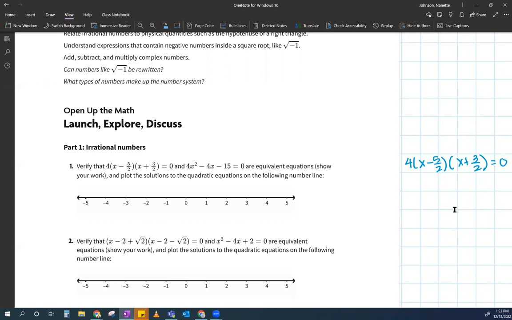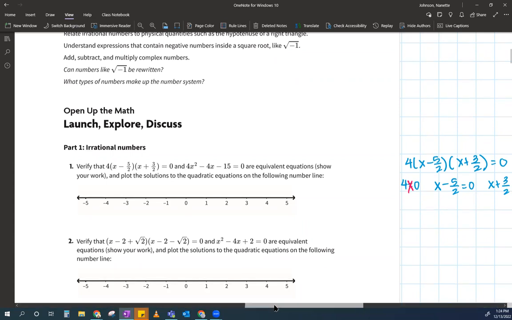Yeah, exactly. I would set each one equal to 0. Very good. So I'm going to do that really quick. So I'd go 4 equals 0, x minus 5 halves equals 0, and x plus 3 halves equals 0. Ms. Johnson, why did you put 4 equals 0? Because you told me set each one equal to 0: 4, x minus 5 halves, and x plus 3 halves. But Ms. Johnson, 4 doesn't equal 0. Oh, you're right. So we just cross that out because that's not true. 4 doesn't equal 0. So then I would just solve the other two.